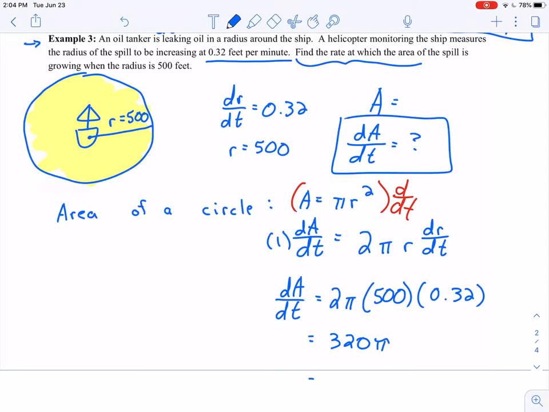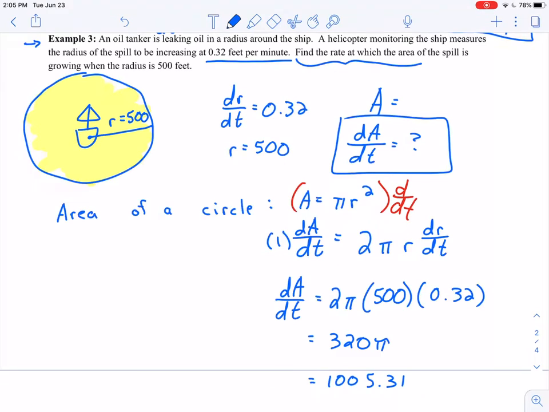Or, if you wanted to round and give a decimal approximation, I believe it's 1005.31 if I round to 2 decimal places. So I want to make sure that I give units, and then I want to check to make sure that the sign of this answer is correct, that it makes sense for our problem. So 320 pi, again, you can work with either one of these. It doesn't really matter which one. I'll work with 320 pi.